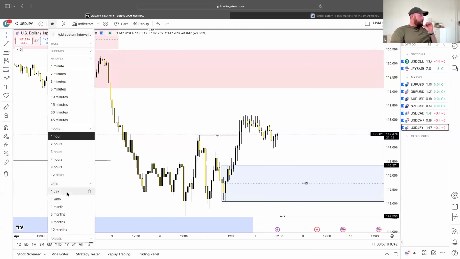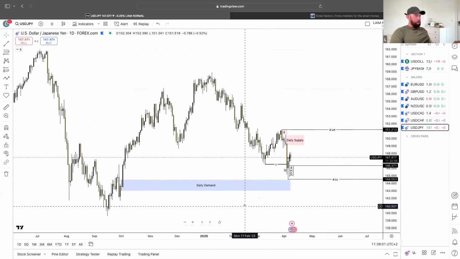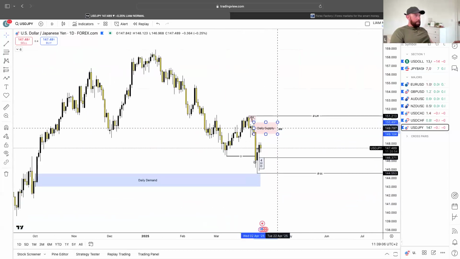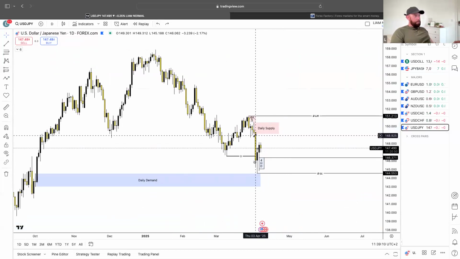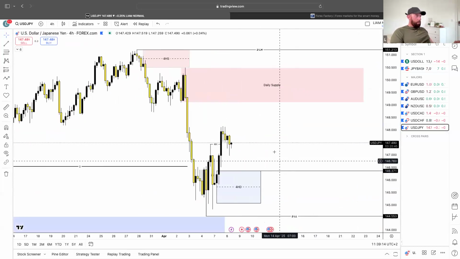Going over to USD Japanese yen, you can see same scenario out of this daily demand candle. We got this daily lower high and this daily lower low. We're expecting the daily supply candle to be met, and the rest of this imbalance to be filled, which is just below this daily supply. So dropping down to the 4, what can we see?